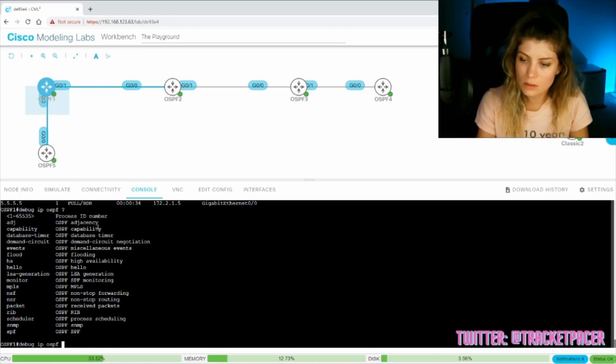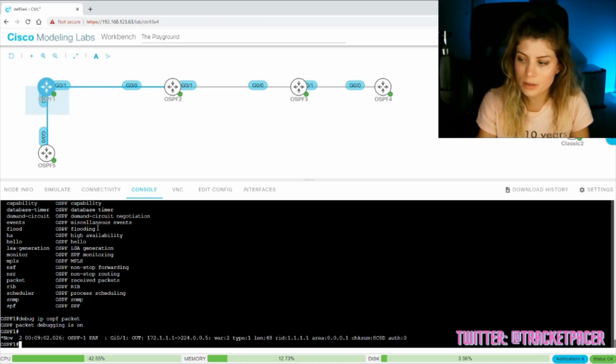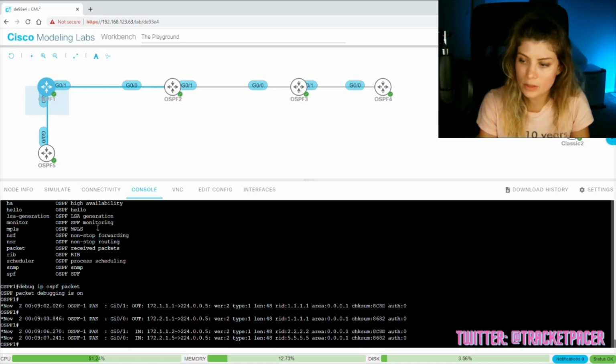Do I want to look at packets? That's going to be a lot of stuff, but I want to see everything for now. Probably going to get annoying. Yeah, going to get annoying fast.